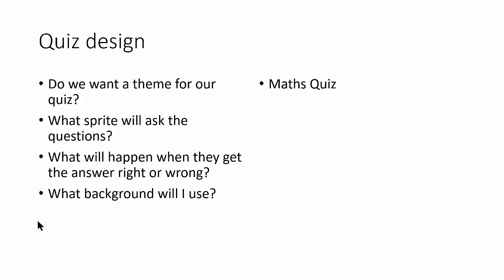So I might dictate that maths quiz, but I would want to give them lots of choice in everything else. What sprite will ask the question? I'm sure they'll choose something more interesting than the cat. What will happen when they get the answer right or wrong? Well, we've already talked about points earlier, but maybe the children want to put some sounds in there or change the backgrounds, and there's all sorts of possibilities of things that they might want to do. What background will you put? Will you have a different background when you get the answer right and another background when you get the answer wrong? There's lots and lots of possibilities for doing this.